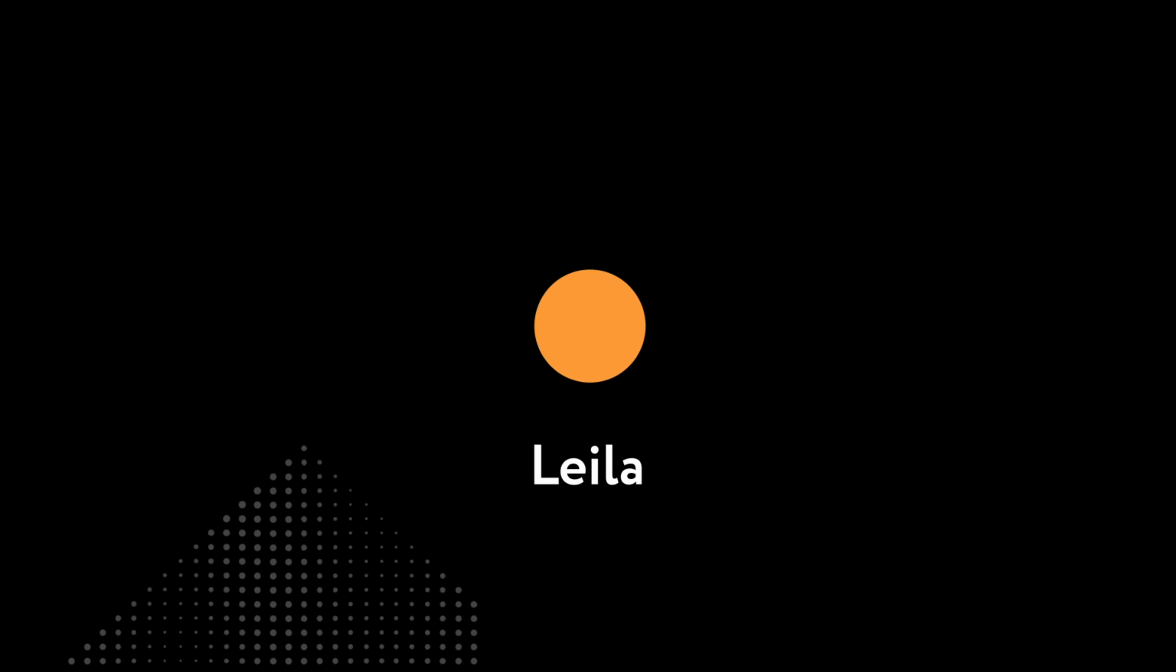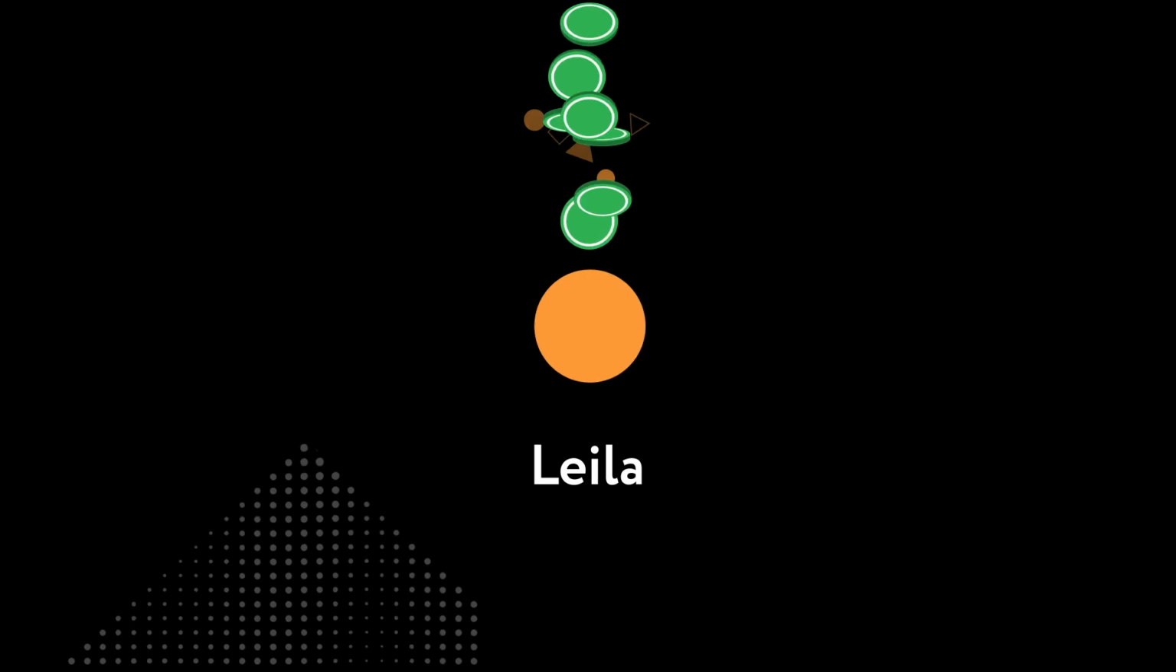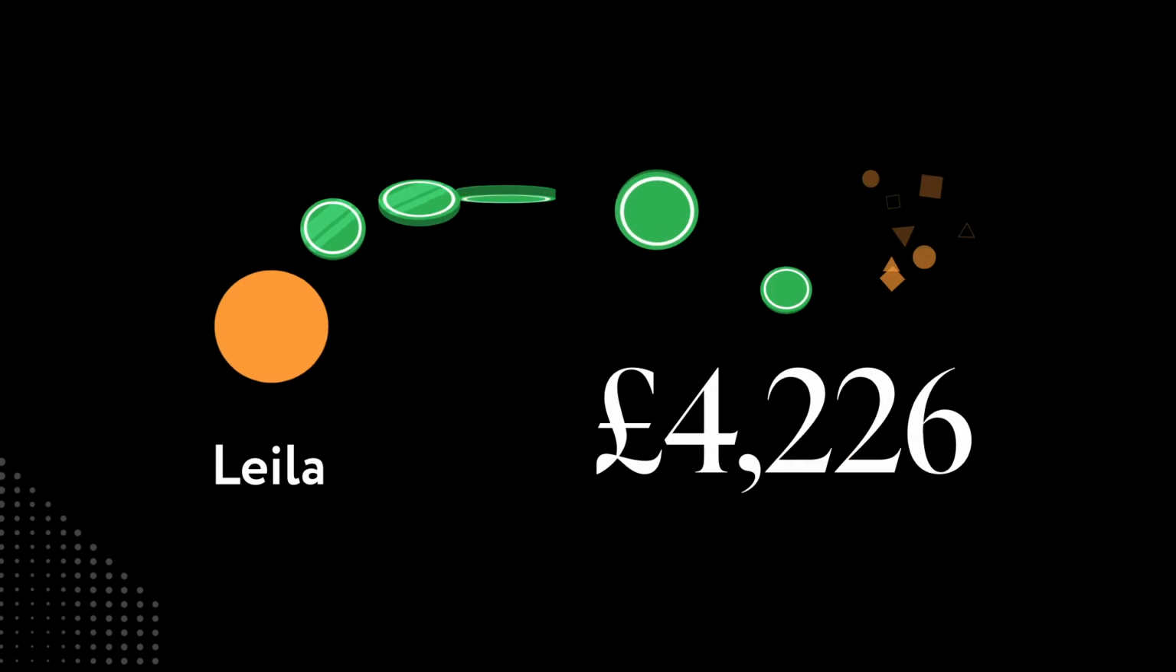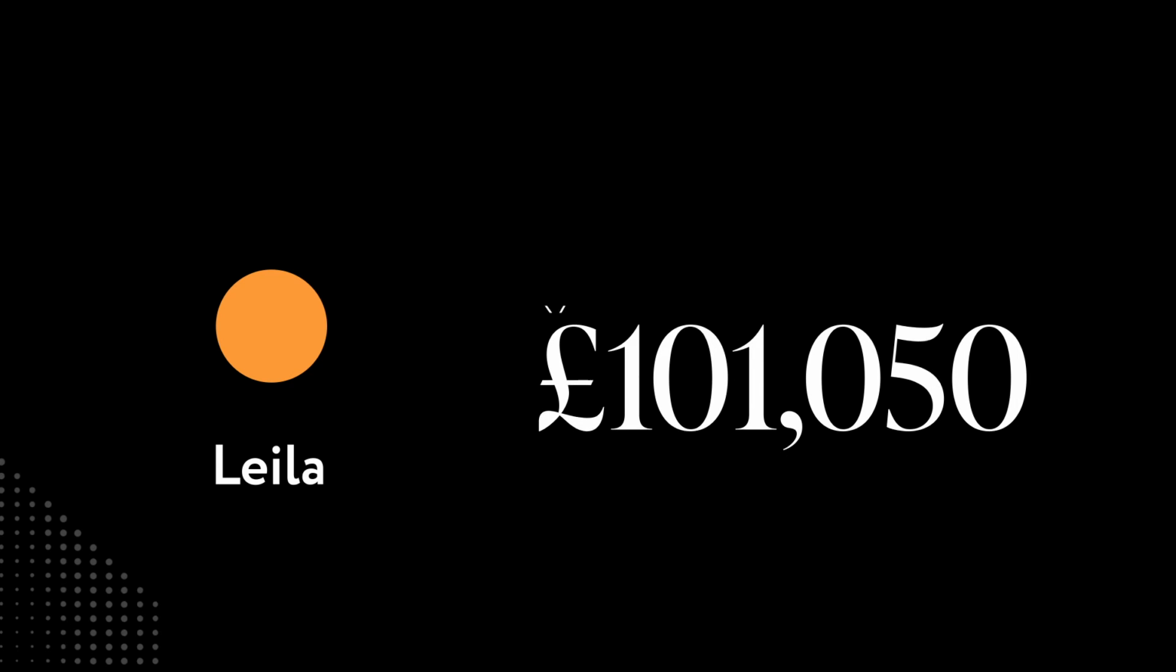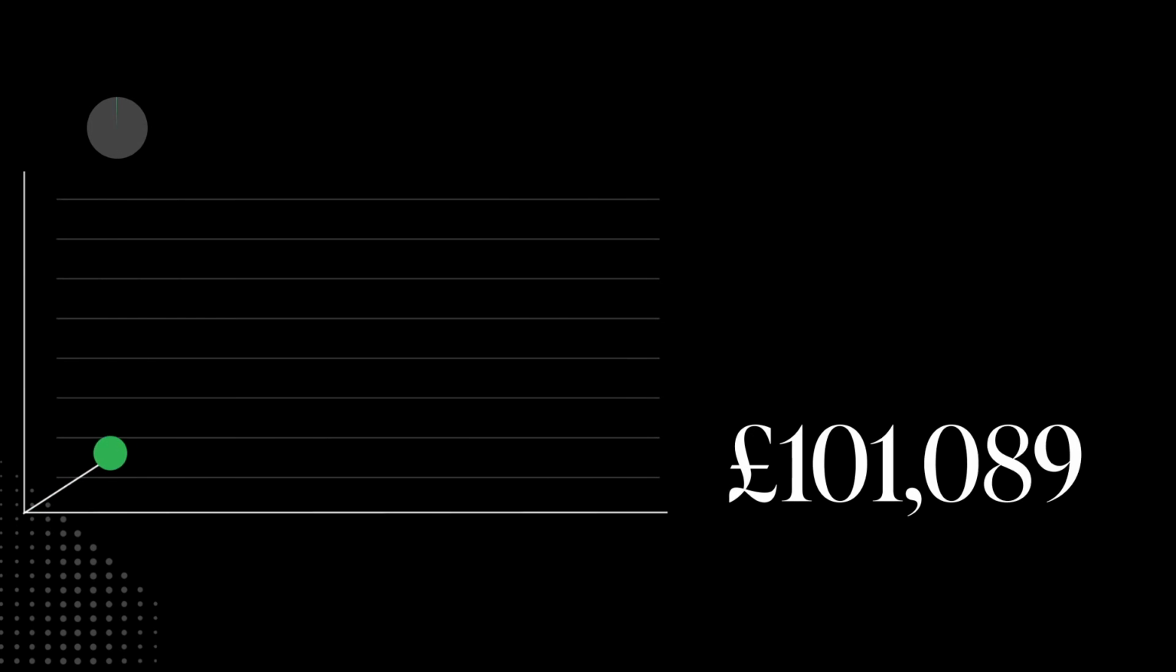Well, let's go back to Layla. At the end of that first year, Layla comes into a substantial inheritance. That allows her to top up her account with a one-off investment of £100,000. That means that at the start of the second year of investing with us, her account contains £101,050. She leaves that money there for a year.